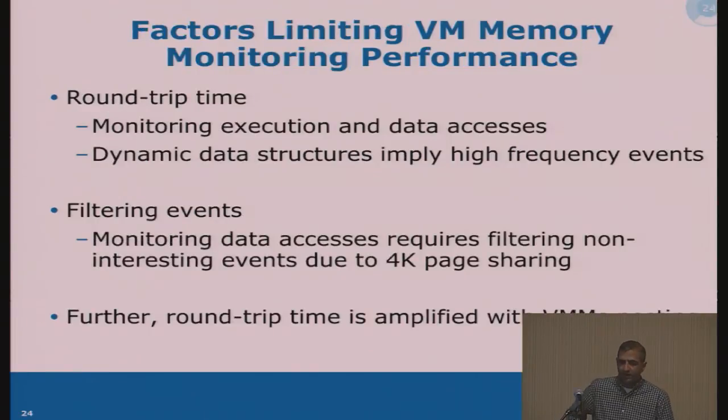So the factors that limit VM memory monitoring: one is obviously the round trip time, right? The latency to context switch into the hypervisor and back into either the same guest or a different guest. It comes down to the frequency with which you take those events, whether you're monitoring execution or data accesses. And if you're monitoring dynamically written data structures that are normally written to by the OS, you will see that many more events as you're access controlling those, right?